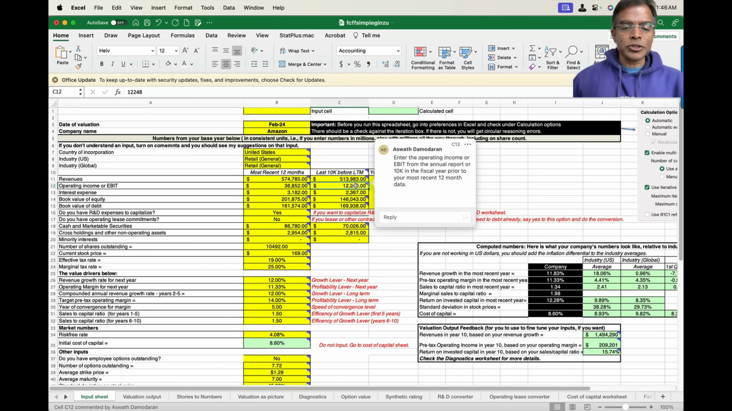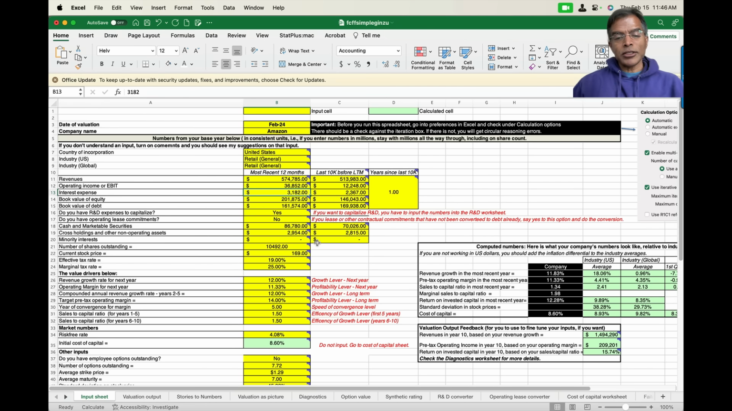I do ask for interest expenses. Again, it's a free cash flow to the firm. You might say, why do I care about interest expenses? Because I might need it to get a cost of debt. So again, I ask for the interest expenses in the most recent year, in the most recent 12 months, and in the last 10K. Those 3 items come off income statements.